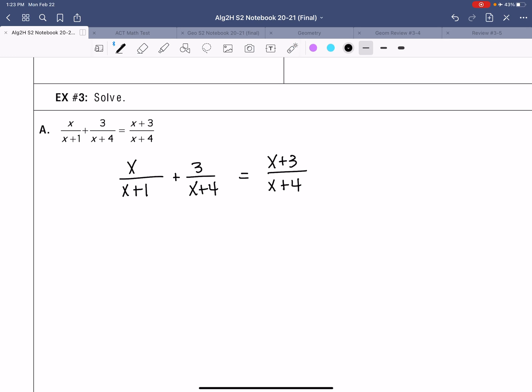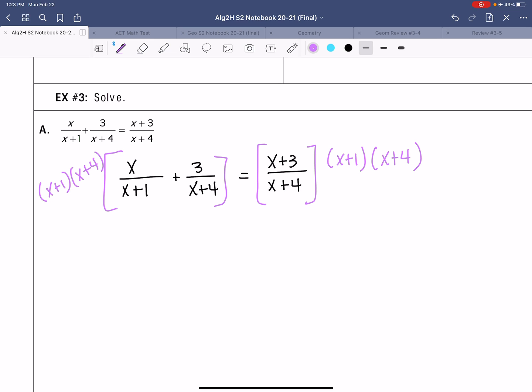Okay, so I'm going to multiply by x plus 1 times x plus 4, like so. This should eliminate all of my denominators. If it doesn't eliminate all your denominators, then you don't have the least common denominator.